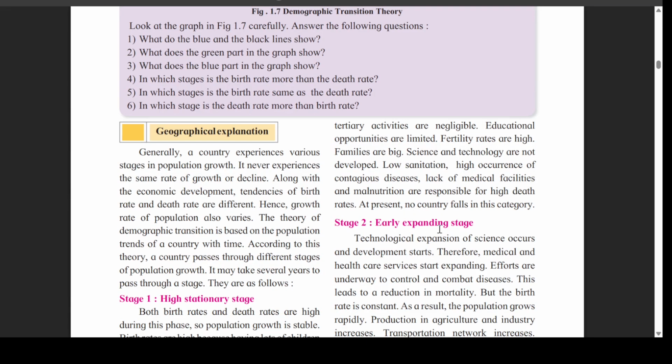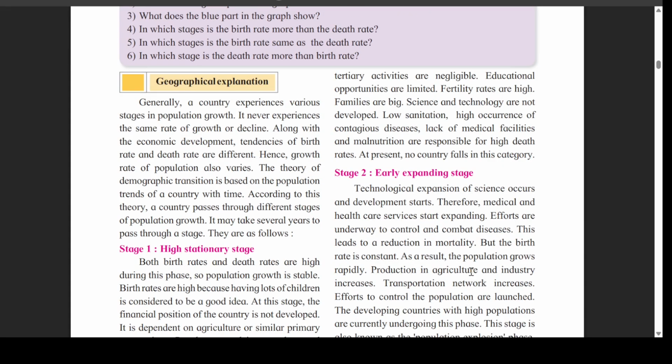Stage 2, early expanding stage. Technological expansion of science occurs and development starts. Therefore, medical and healthcare services start expanding. Efforts are underway to control and combat disease. This leads to a reduction in mortality, but the birth rate is constant. As a result, population grows rapidly. Production in agriculture and industry increases.